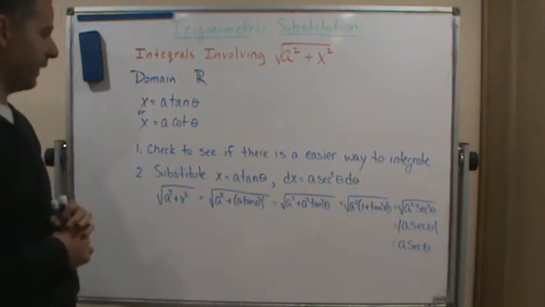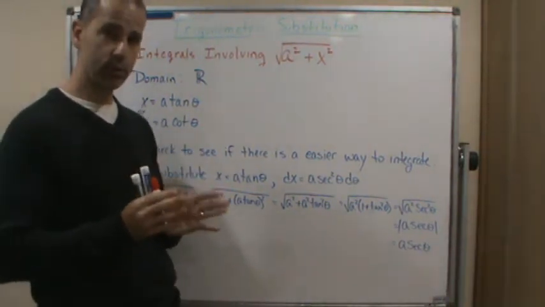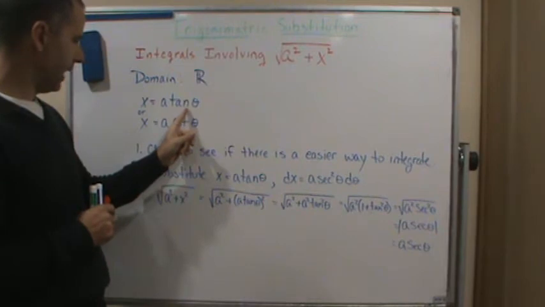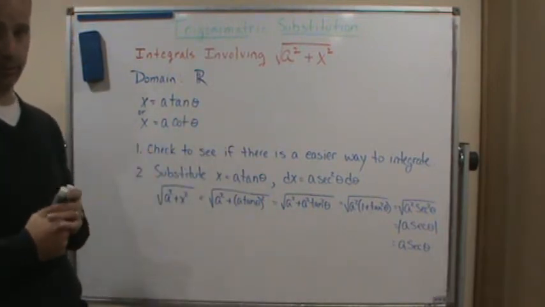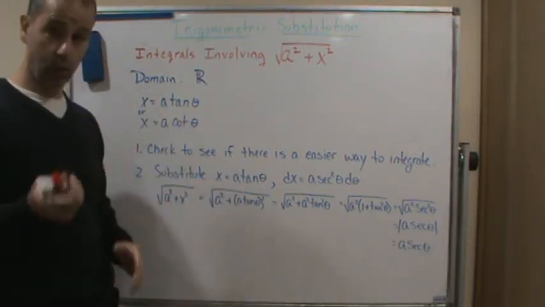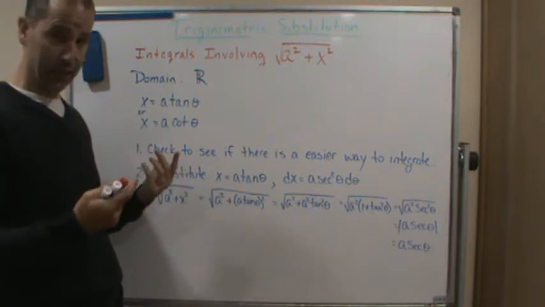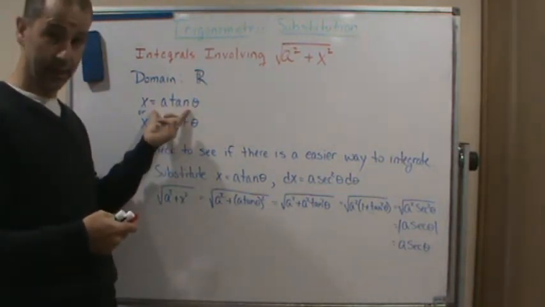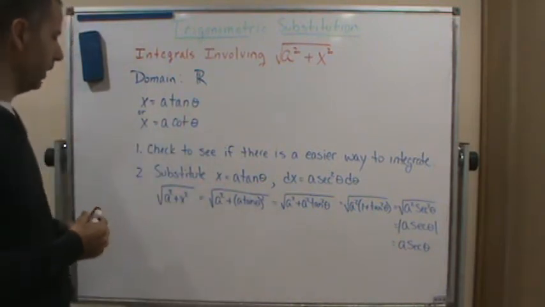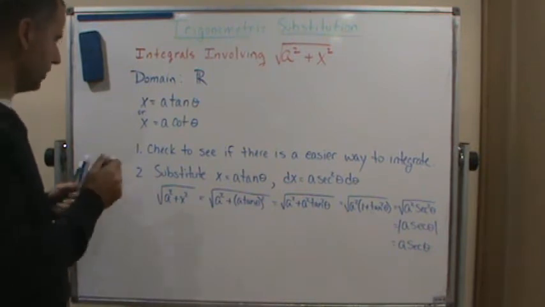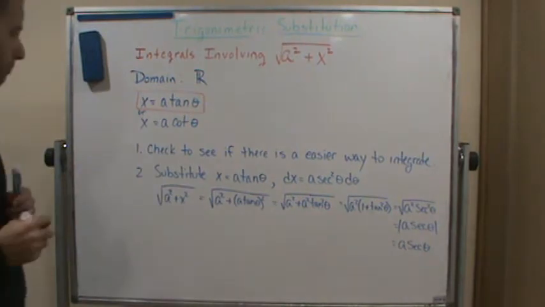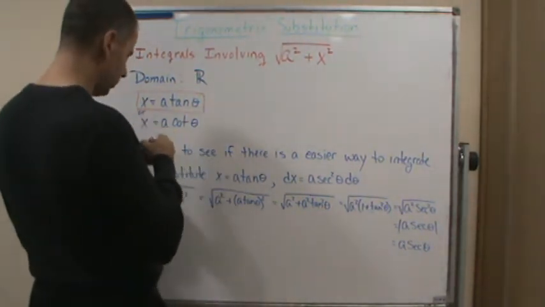That means we're restricted to a substitution of either tangent theta or cotangent theta. Either one of these substitutions will work, but it's customary and standard to use tangent theta. Just realize either one will work fine, but this is the one we're going to use.